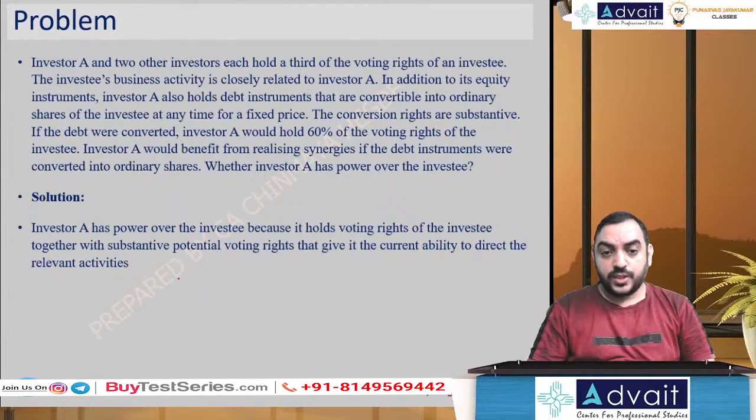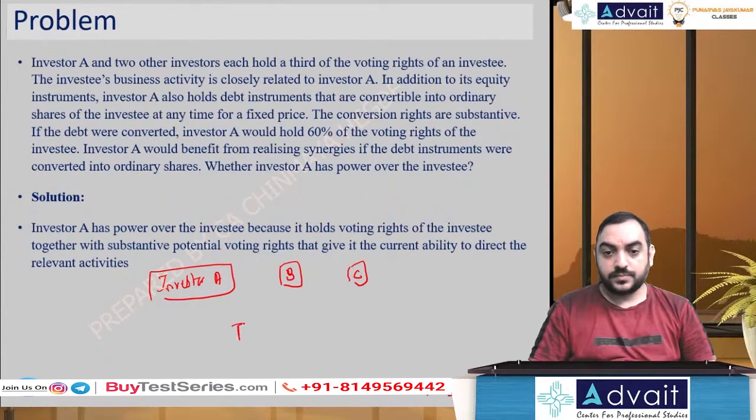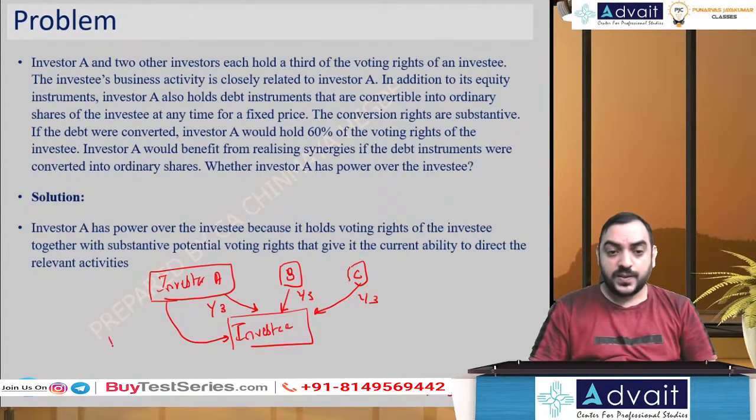Okay, let me give the facts now. So investor A is there and two other investors, let me call them B and C, having one third each in some entity, the investee. One third each. So investor A has one share, B has one share, C has one share, one third. And investor A's business activity is also related. Investor A's business activity is relevant for the activity of the investee. So the business activity is related.